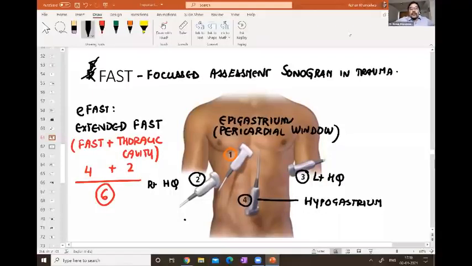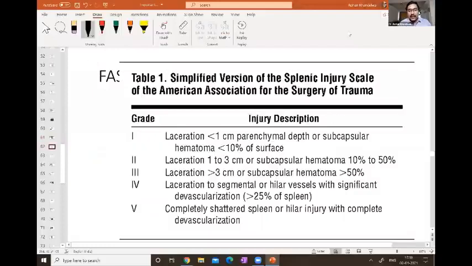The 2 additional places for eFAST are the thoracic cavity, right and left thoracic cavity. So once you assess the thorax, that becomes eFAST or extended FAST.